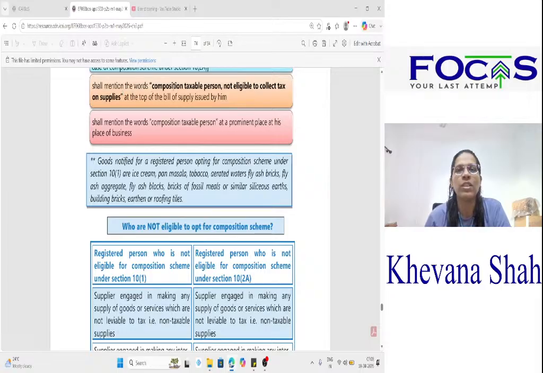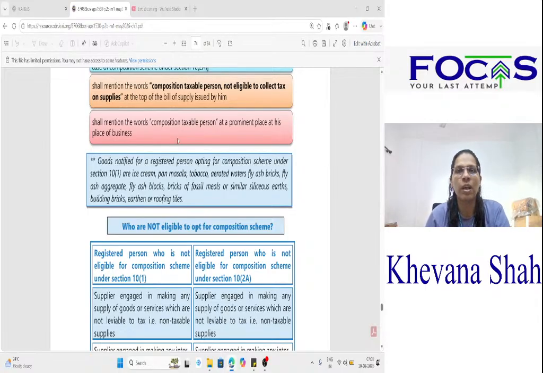The person shall mention the words "composition taxable person, not eligible to collect tax on supplies" at the top of the bill of supply issued by him. So whatever supplies you are making, you are mandatorily required to write at the top of the bill of supply that you are issuing to every person that you are a composition taxable person and you are not eligible to collect taxes on supplies. So these words should always be mentioned on the bill of supply that you are issuing.